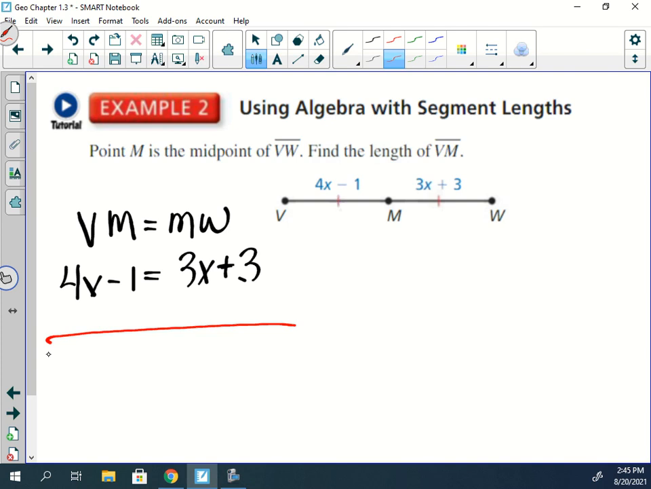Okay, so M is the midpoint, yes? So the distance from here to here is the same as from here to here. So VM is equal to MW. We weren't given a value for VM, but we're told its length is denoted by 4x minus 1, so we can say that VM is 4x minus 1. We're told that MW is denoted by 3x plus 3, so we can replace it here. So really, these two values are equal because M is a midpoint. Now we just need to solve for the value of x.